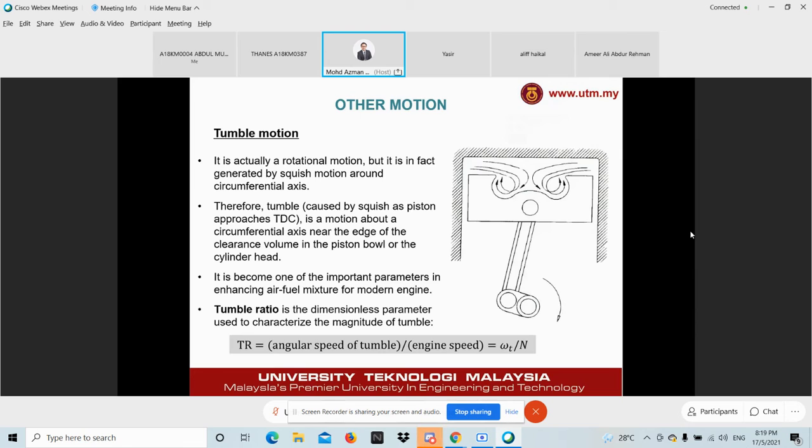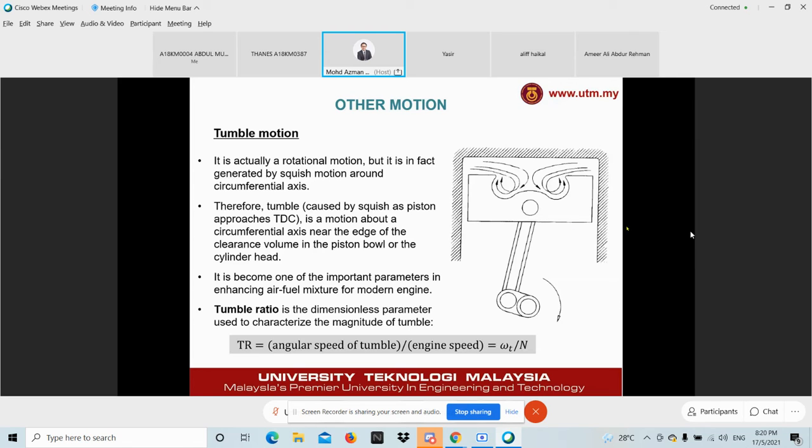And then you have the tumble motion. This is what I said, that it's like the other way of the swirl motion. It is actually a rotational motion, but it is in fact generated by the squish motion around a circumferential axis. So therefore, tumble caused by squish as piston approaches TDC is a motion about a circumferential axis near the edge of the clearance volume in the piston bowl or the cylinder head.